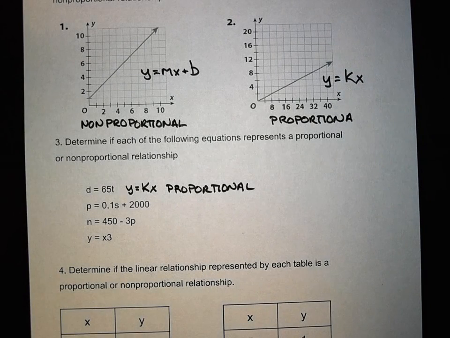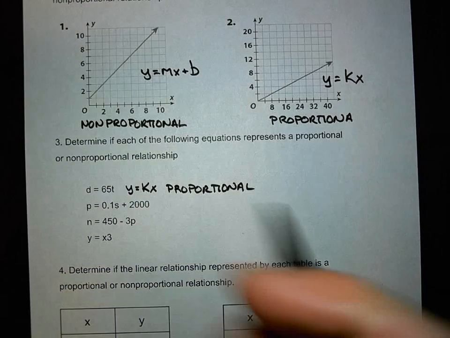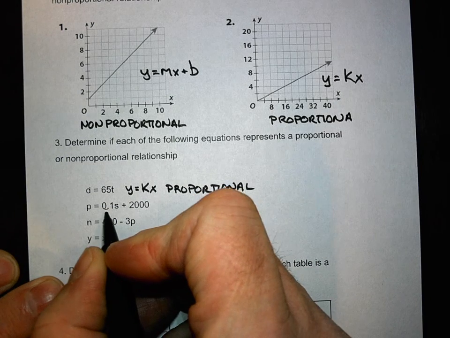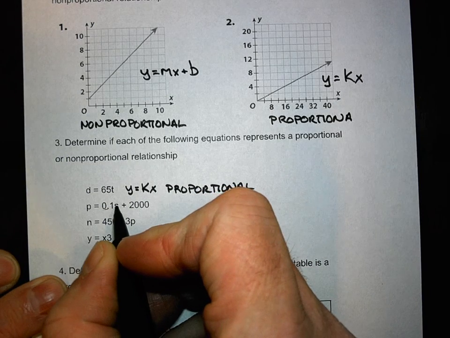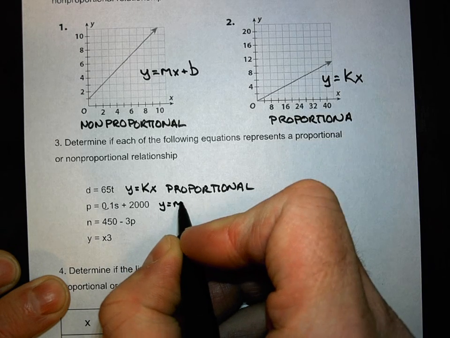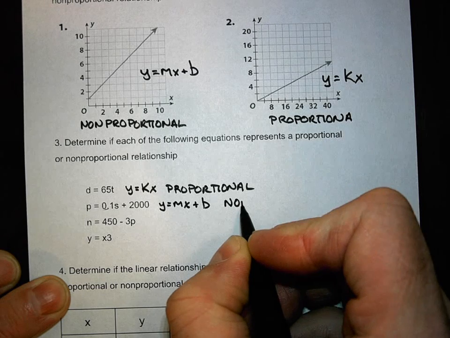The second one says P equals 0.1 S plus 2,000. Why? It's because you have to add it. What formula is it following? Is it following y equals kx or y equals mx plus b? Y equals mx plus b. Yeah, because right now it's got y equals m, which is 0.1 x, they call this s, plus 2,000, which is our b. So this is y equals mx plus b, which makes it non-proportional.